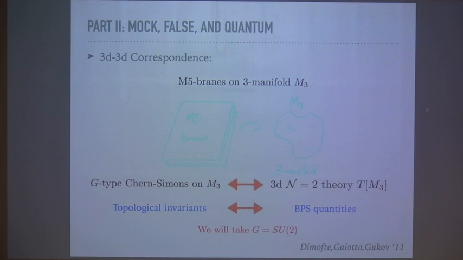And this leads to the so-called 3D-3D correspondence, which was first discussed by these fellows. And it relates a three-dimensional N=2 theory in space-time to Chern-Simons theory on this three-manifold M3, where topological invariants that one can compute in Chern-Simons theory are related to certain BPS quantities in the 3D N=2 theory. And in the particular examples that I'll consider, we'll consider the gauge group of Chern-Simons theory to be SU(2), so 2 five-branes on the M3.